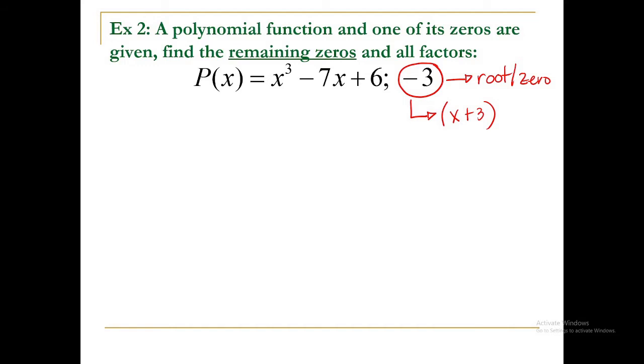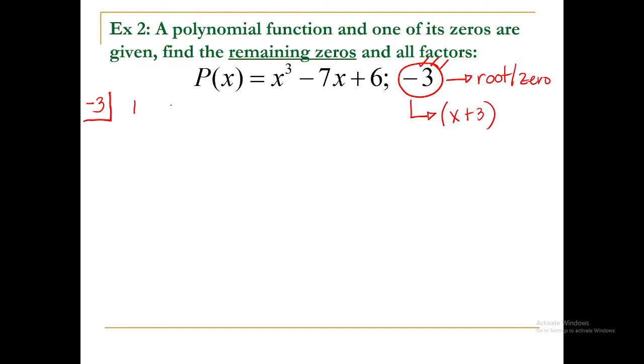Now, let's do synthetic division. What are you going to write over here? Negative 3. Of course, you will be writing the root. Do not get the opposite of the root. The root is already the value of a. Now, let's write the coefficients. What are the coefficients of x cubed minus 7x plus 6? 1, negative 7 and positive 6.